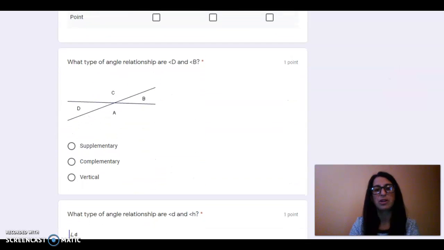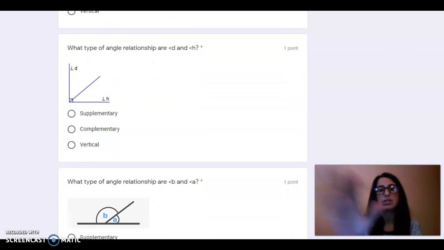Okay, what type of angle relationship are D, which is right here, and B, which is right here? They are directly across from each other, forming those V's. So that's a big hint. Are they supplementary angles, complementary angles, or vertical angles? So again, D and B, and they form the V.